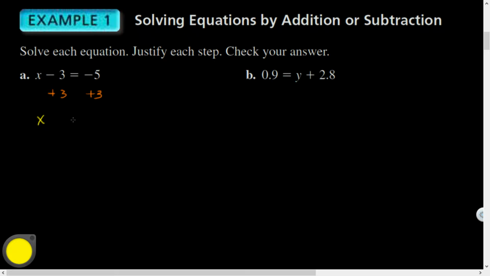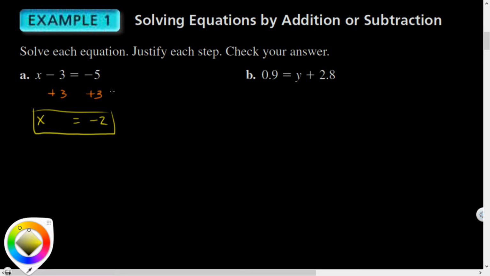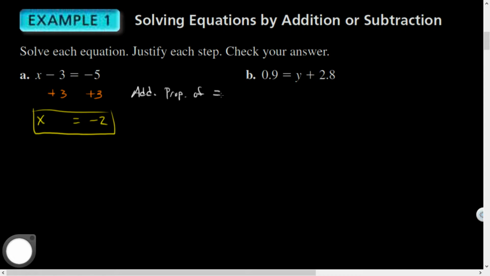I line up my equal signs. So when I'm solving, my equal signs stay lined up. And 3 and negative 5, their signs are different, so I subtract them, I get 2. And who was more influential? The 5, yeah. So it's going to be negative 2. So I get x equals negative 2. And the reason I was able to make that move was using the addition property of equality.